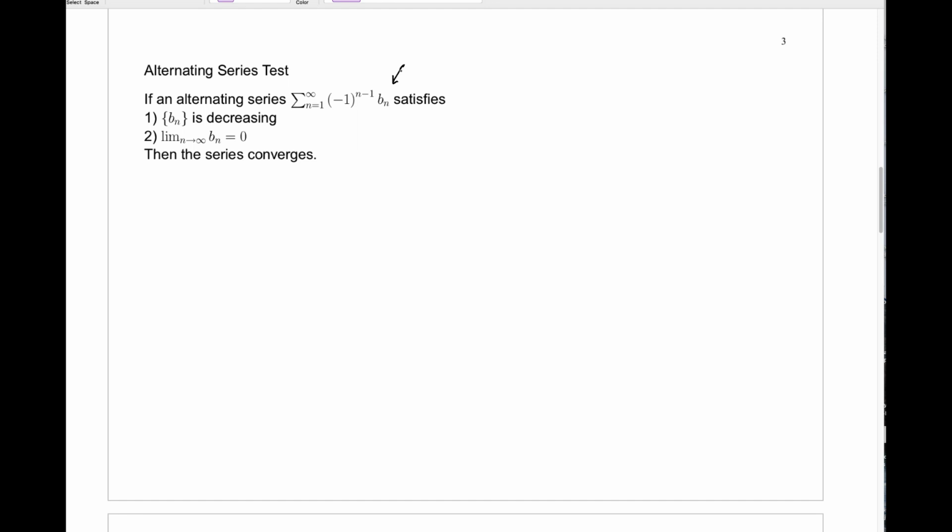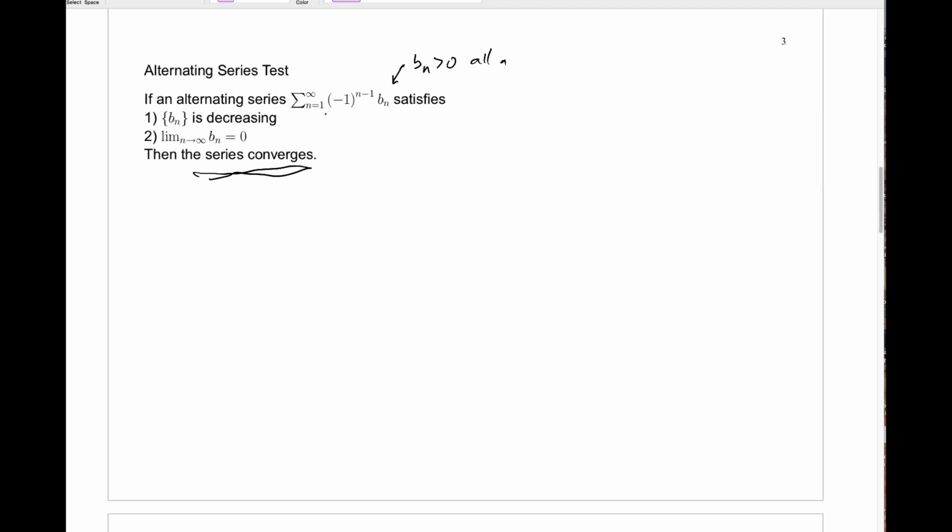Remember, to be an alternating series, we need this b sub n to be positive for all n, and then the signs alternate because of that term (-1)^(n-1). If you're so lucky that the sequence of the b sub n's, that's not the sequence of this entire term, but just the b sub n's, so these positive numbers, if that sequence is decreasing and has limit 0, then the alternating series test tells you the series really must converge, definitely.